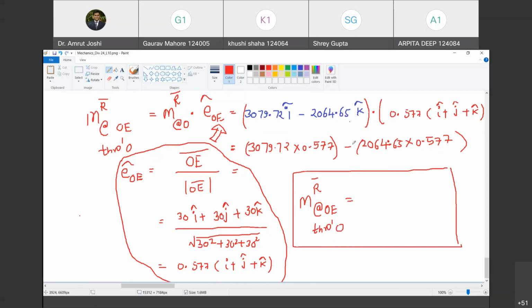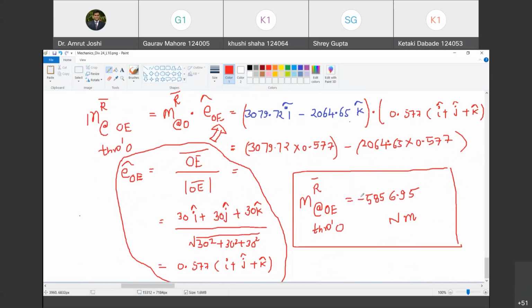Just a minute. Sir, 585.687. Okay. Independent confirmation. Yes, you are right. I also got this. Yes, sir. It is 5856.95 Newton meter. Are you with me? Yes, sir.